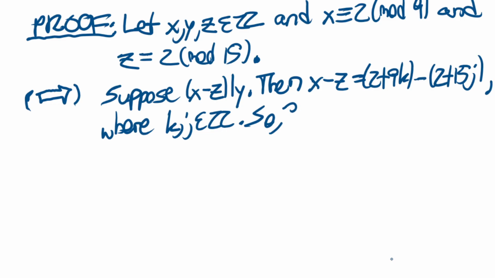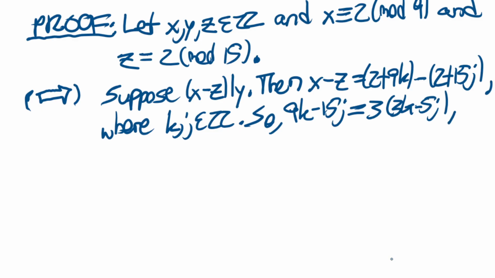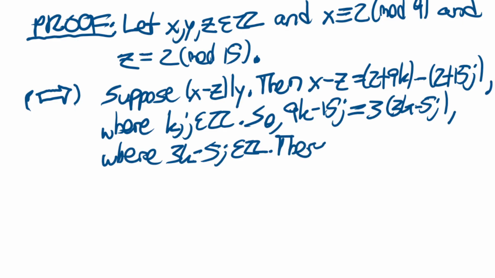So 9k minus 15j equals 3 times (3k minus 5j), where 3k minus 5j is an integer. So therefore 3 divides y.